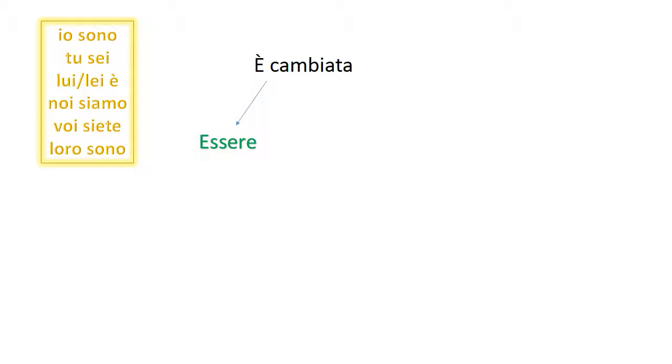So let's see è cambiata, for example. It is made of the verb essere. And if you don't remember essere very well, please check it out. And the second part is the past participle of the verb cambiare. We change the ending are and we add ato. So ato, as we see in the example, changed into ata.